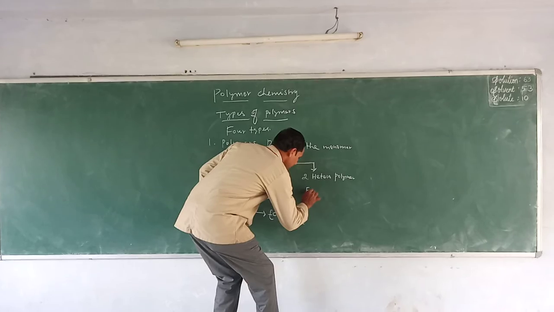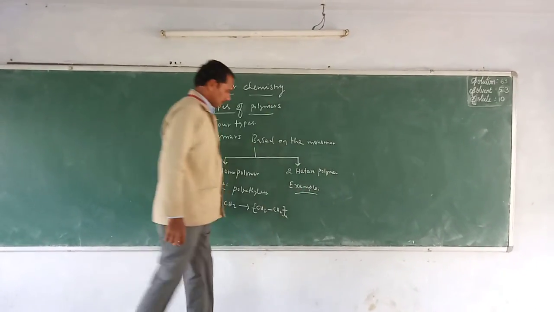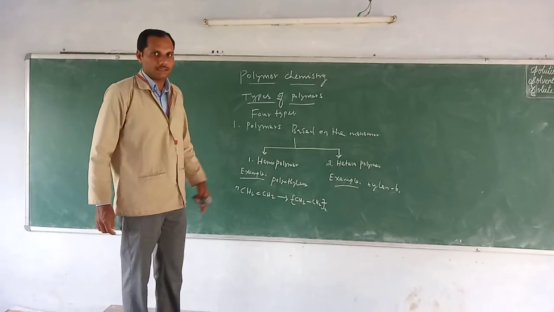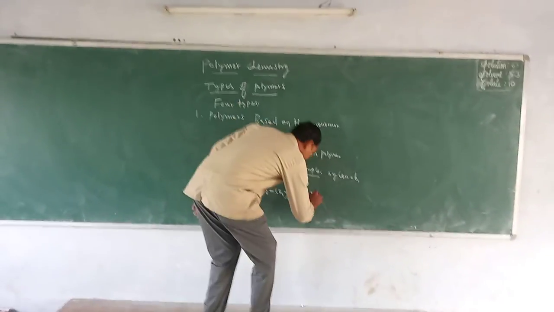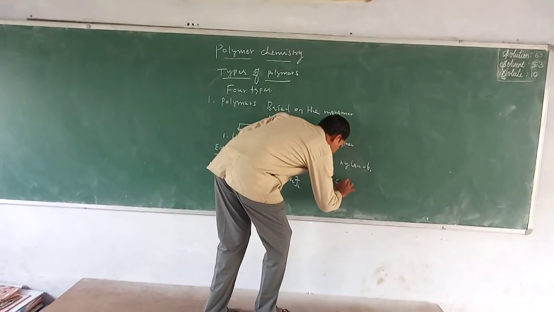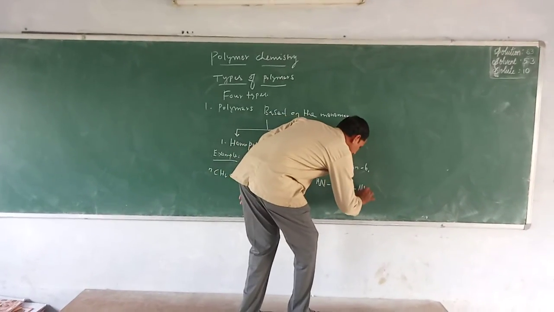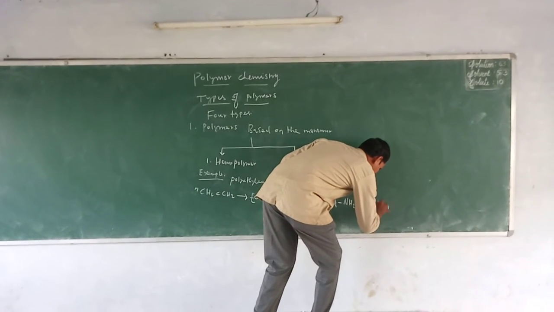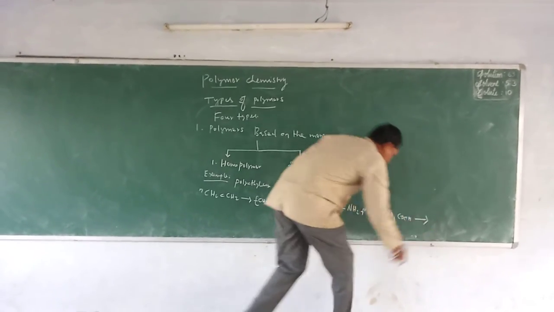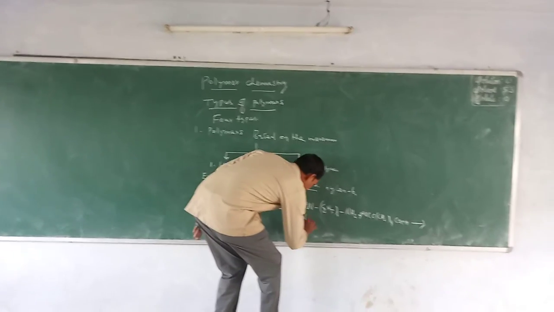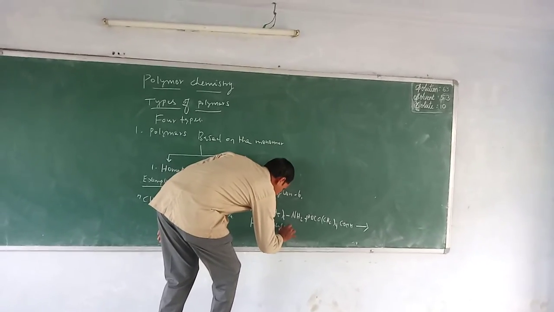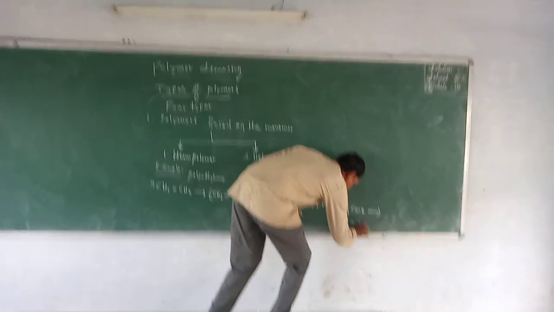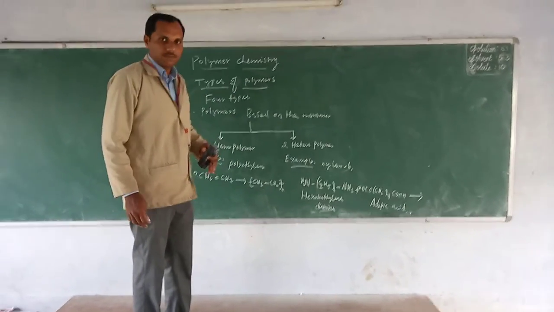Whereas in the heteropolymer, the example is nylon 6-6. Nylon 6-6 is formed by the combination of hexamethylene diamine and adipic acid. So two different monomers, hexamethylene diamine and adipic acid, combined together to give the polymer, and we can say it's a heteropolymer.